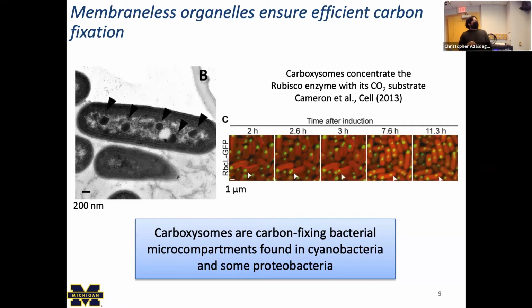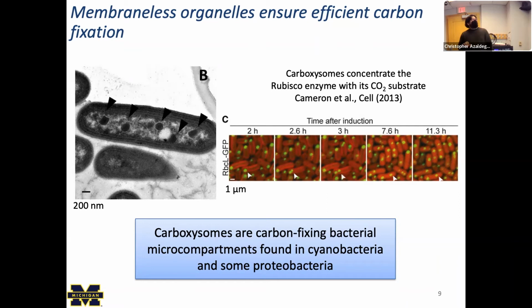On the left here, you can see an EM image of these granule-looking things that are evenly distributed along the cell length. Carboxysomes are so good at fixing carbon because they concentrate this highly inefficient Rubisco enzyme with its CO2 substrate to efficiently undergo that enzymatic process.